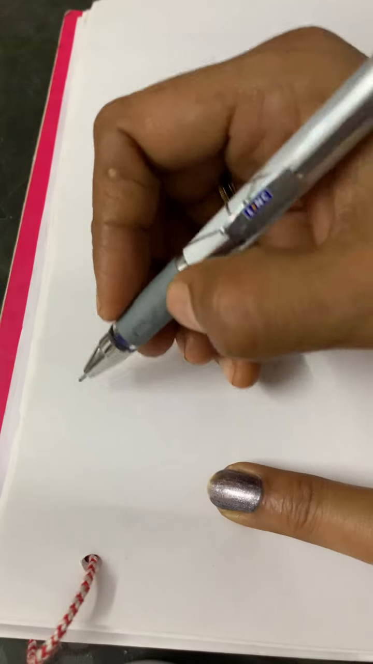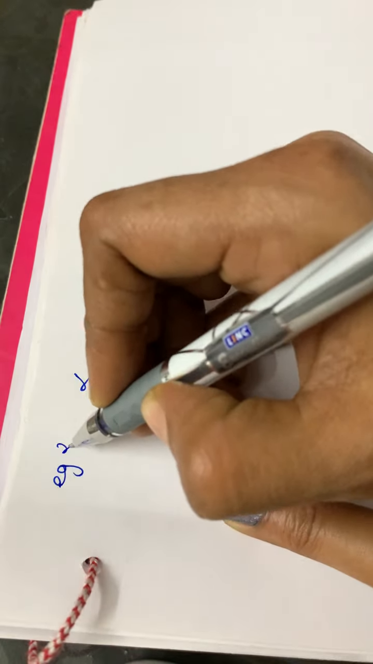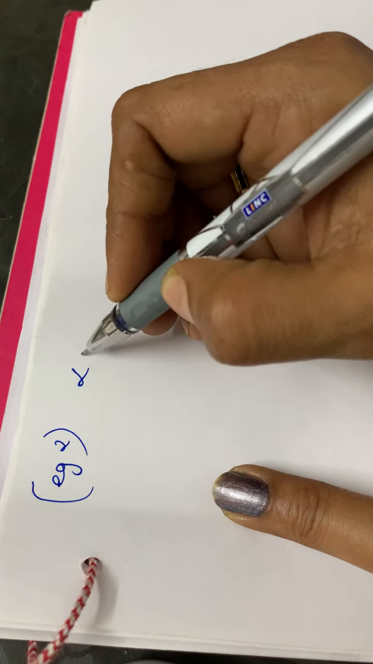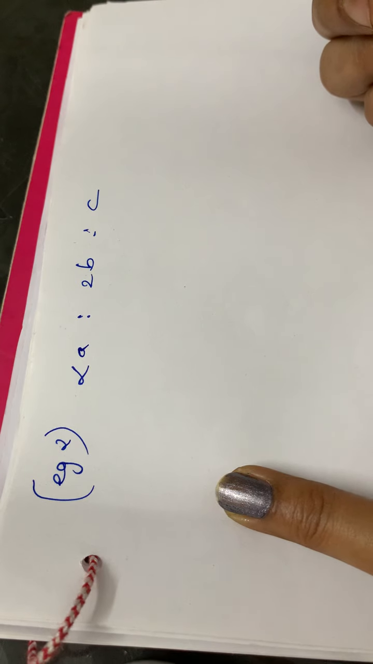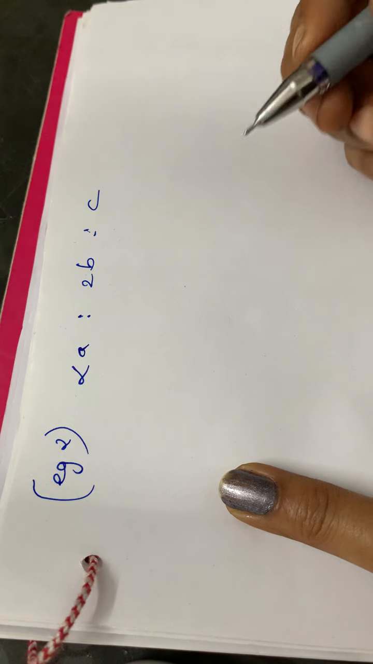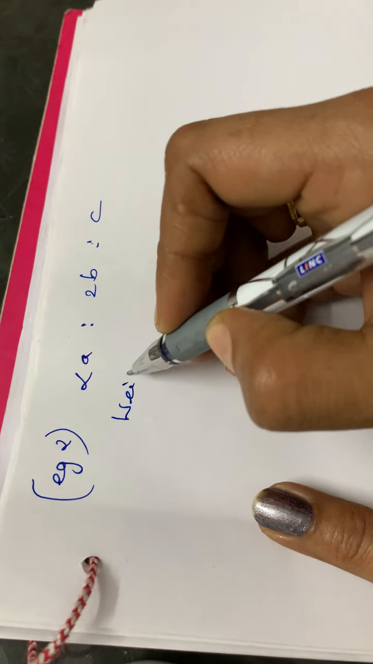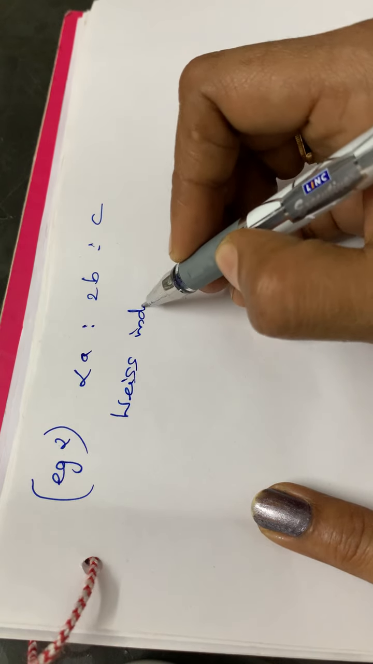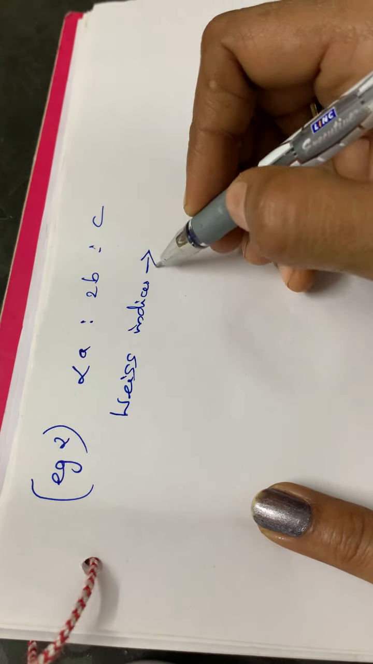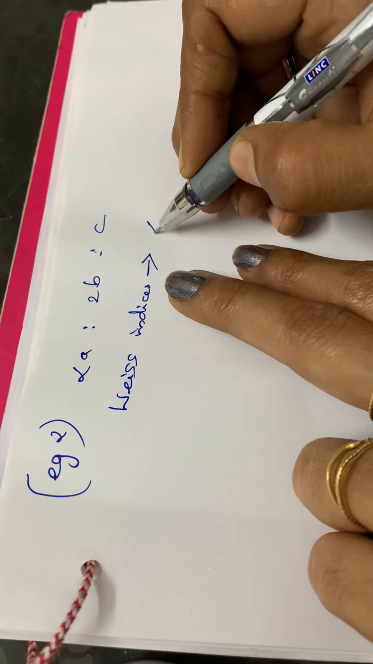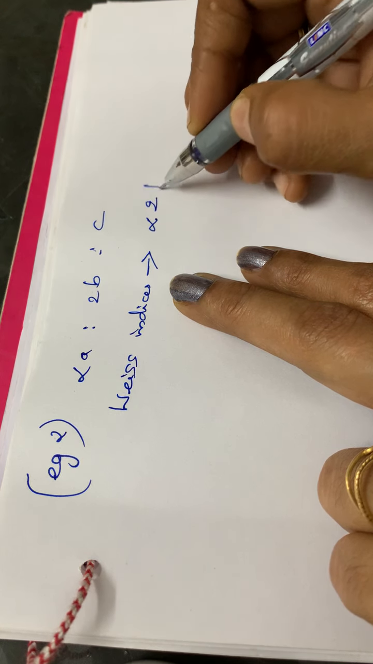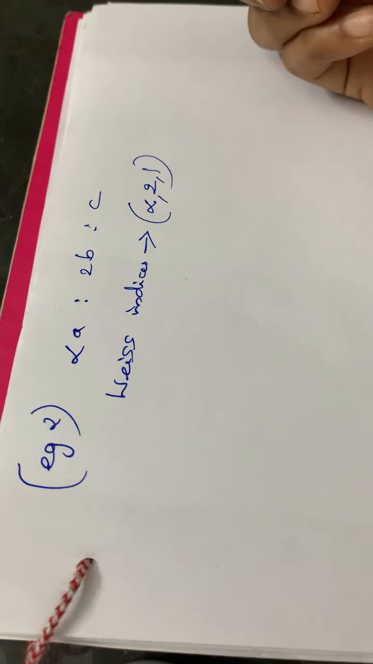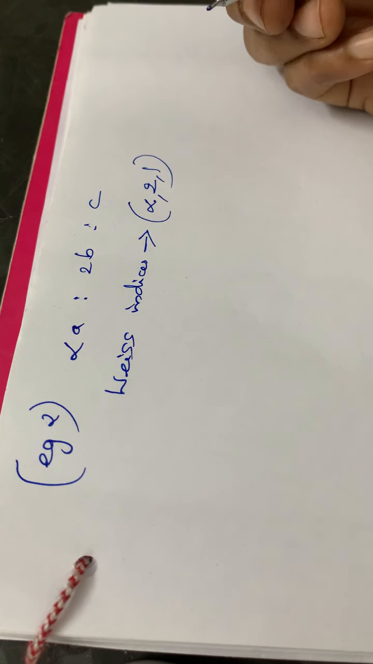Then another example, example 2, another plane with infinity A, 2B, C. Here, first you have to calculate the Weiss indices. Weiss indices means the coefficients of A, B and C. So here it will be infinity, then 2, then 1. So this is the Weiss indices for that particular plane.